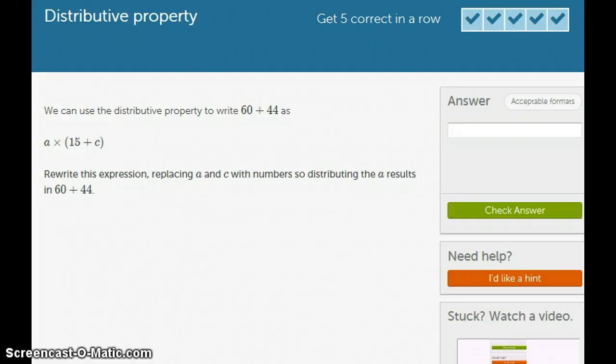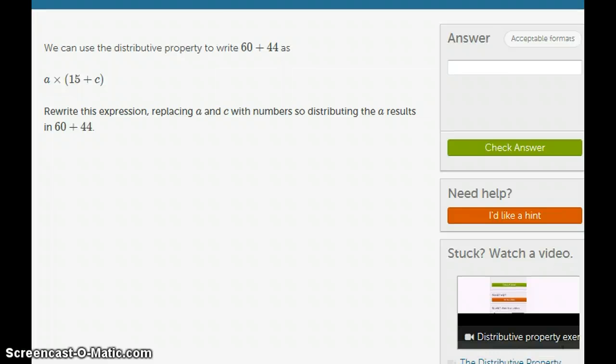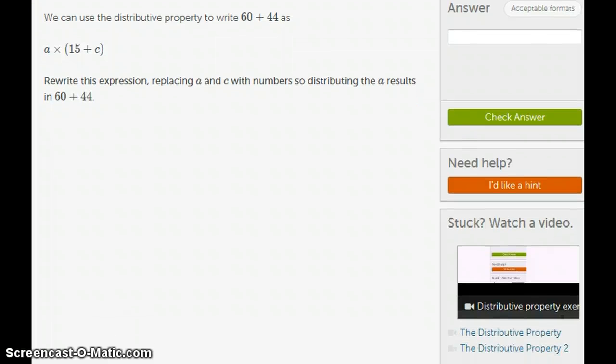Okay, the distributive property. When we do the distributive property, you have to understand that what we're going to do is multiply the A times the 15. We are also going to multiply the A times C. And a lot of people forget that part. Okay? So what we're trying to figure out is what A times 15 is equal to. That's the first part. Actually, I should do that in red because that's what I started it with.